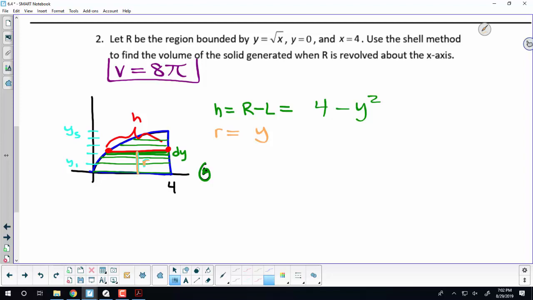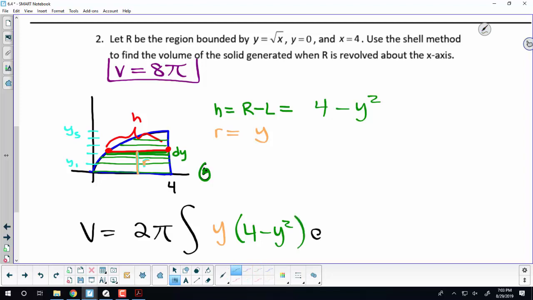So since we're looking at the shell method, we're hopefully writing down or thinking 2 pi r h. So 2 pi times r times h dy. And then we've got to figure out the bottom limit, pretty straightforward, y equals 0. And we've got to figure out where the top limit of integration is. So what is that? 2. So y ranges from 0 to 2.